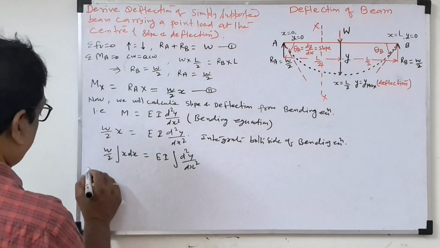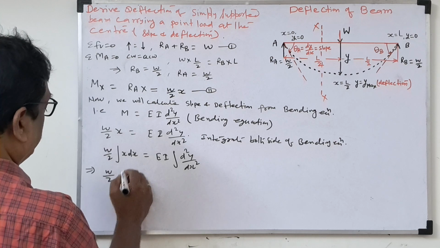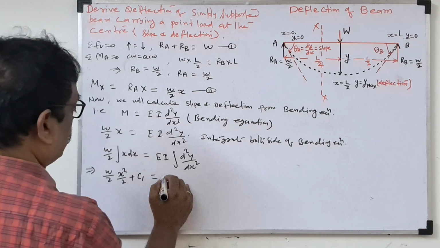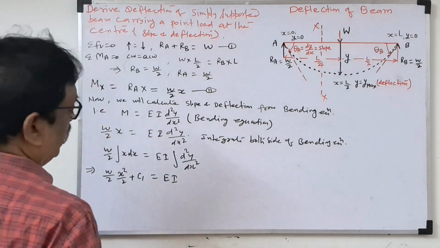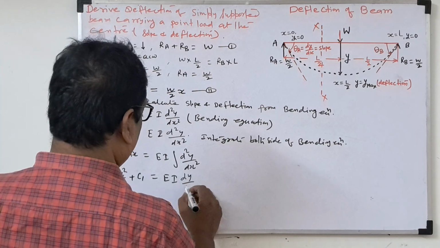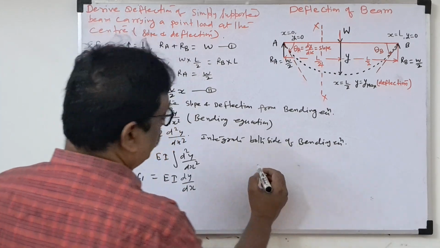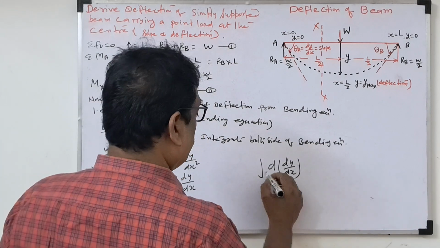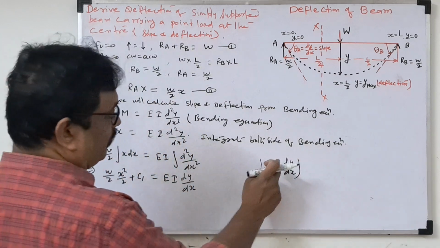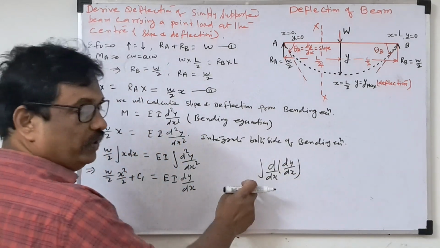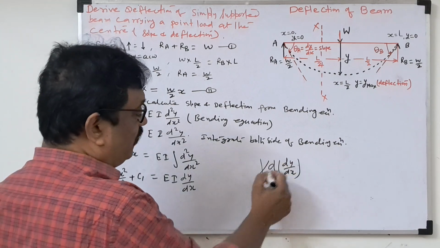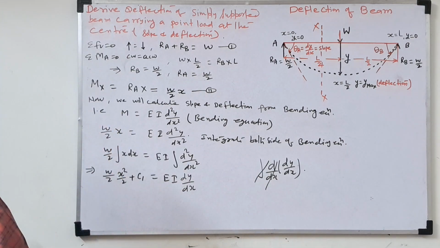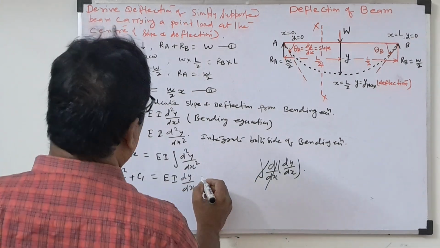Okay, so integrate. W by 2 as it is, integration of x is x square by 2 plus C1, is equal to EI d square y by dx square; its integration will be dy by dx. How is this coming? Suppose the integration is dy by dx, this is dx, so this is nothing but d square y by dx square. As we know, integration and differentiation are inverse of each other, so dy by dx is the integration of this. Now this will give equation number 3.